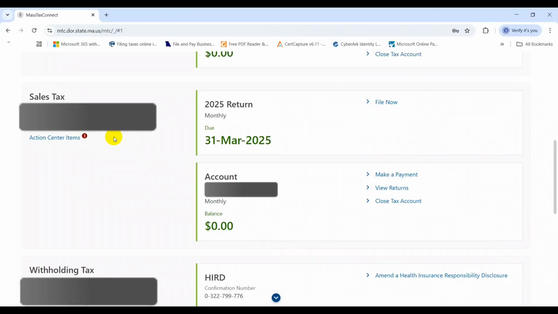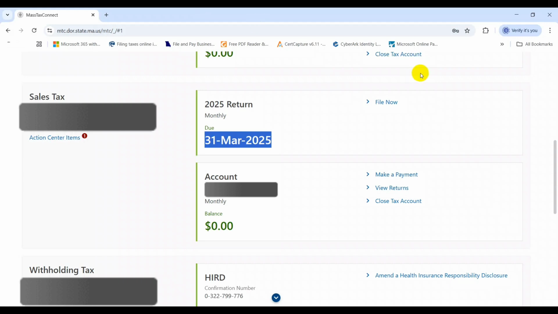So now this is my portal. Here you can see this is my return, and the due date is 31st March 2025. I have told you that most of the US states have a due date of the 20th of the following month, and then there are some which have a due date of the 30th or 31st of the following month, based on the days of that particular month. Since March has 31 days, 31st March is the due date for this.